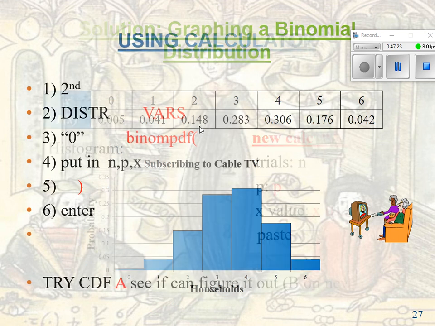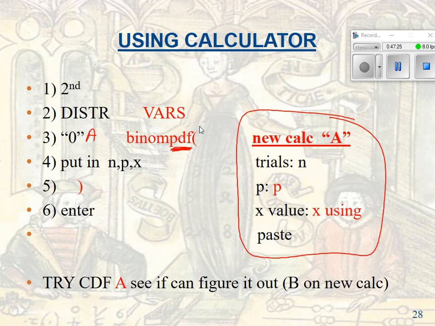If I hit 0, it gives me the binom PDF. But if I hit 0, my calculator takes me to something else. So just know which one we want: binom PDF. Everybody understand that? Because it's different on a whole bunch of the calculators. That's what we're looking for. Binom PDF.